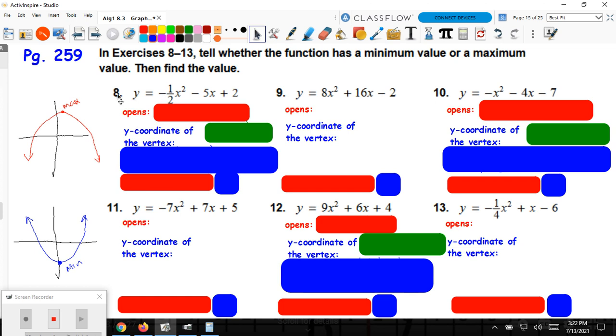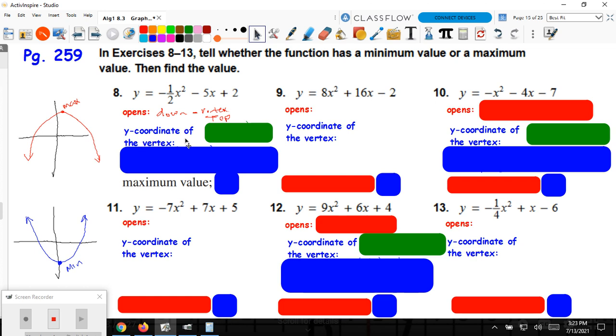In number 8, we can see that the a number is negative, so it's opening down since a is negative. So its vertex is at the bottom. It's opening down. I should say at the top. I said down, didn't I? This is at the top. I messed that up. That should have been top. If it's opening down, its vertex is going to be at the top. And so that means we're going to have a maximum value because the vertex is at the top.